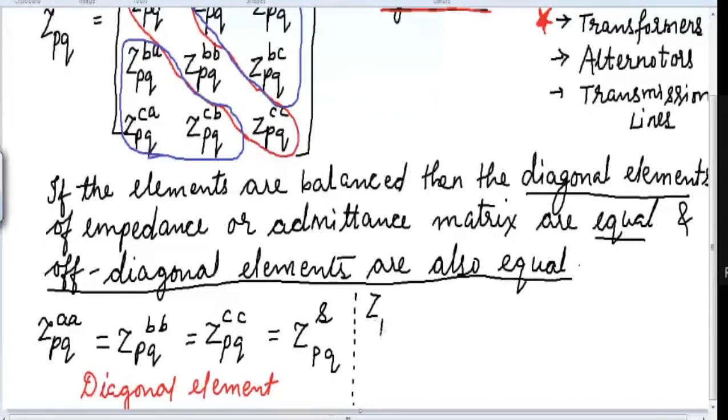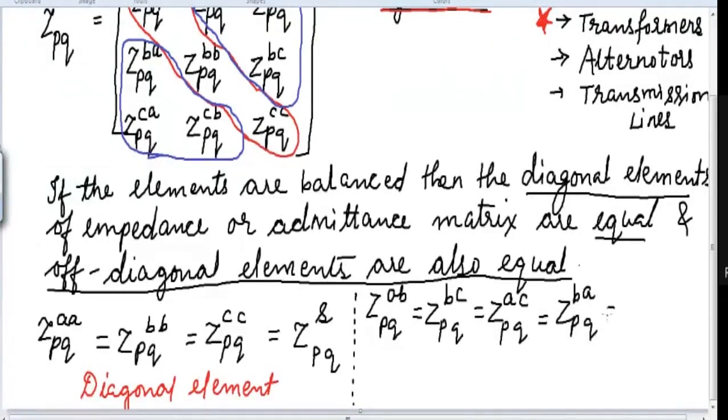Let us write here. So ZPQAB is equal to ZPQBC is equal to ZPQAC is equal to ZPQBA is equal to ZPQCB is equal to ZPQCA, right? So these are all the off diagonal elements, and let us equate these elements like we have written in case of the diagonal elements with a special variable. Let us write this off diagonal also with a special variable. So I will write here M, because the diagonal ones are the self impedances.